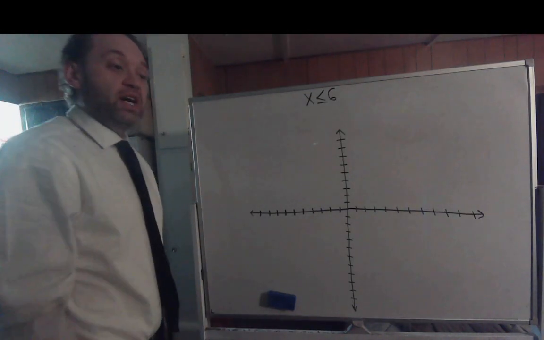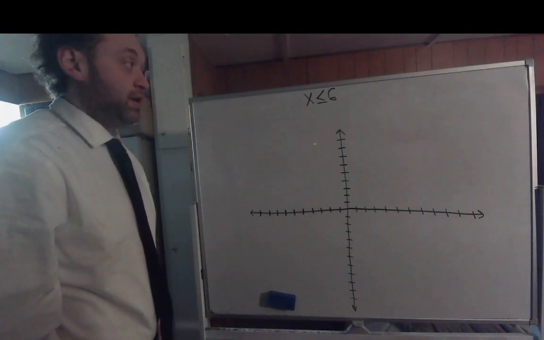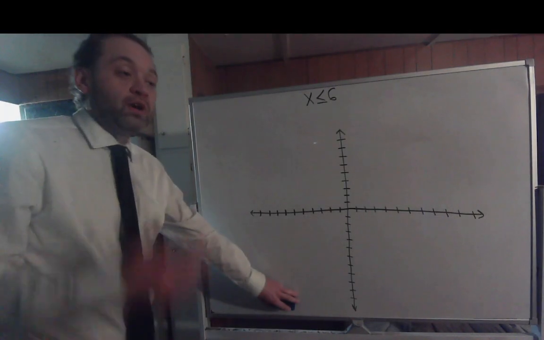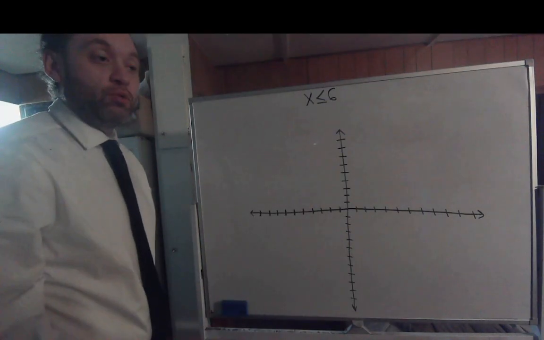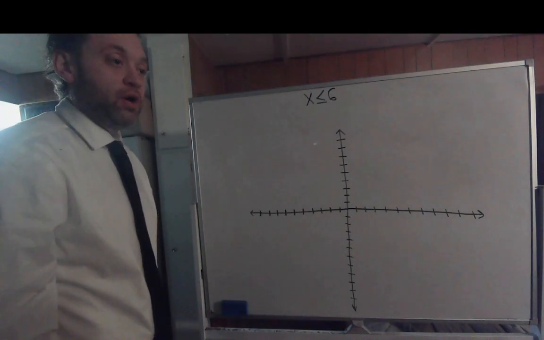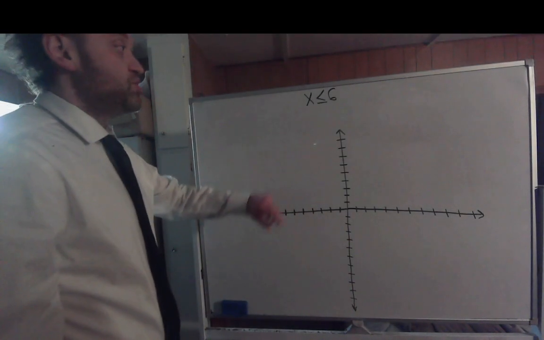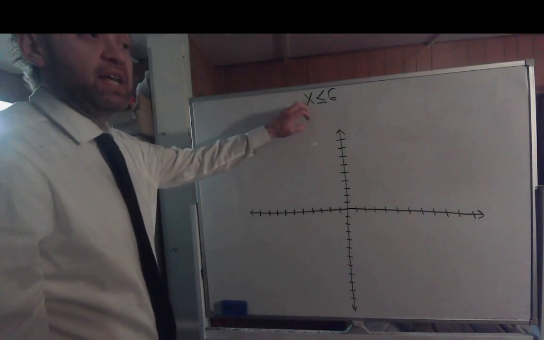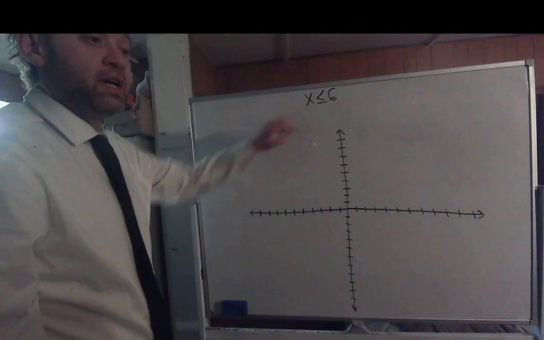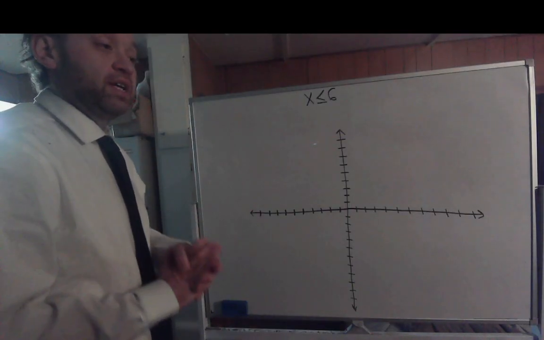Today, we are going to talk about graphing linear inequalities. We're going to start out with one variable linear inequalities, then we'll go into two variable linear inequalities. So, we have our coordinate plane set up, and then you just have the inequality x is less than or equal to 6. First thing you want to do is look at the sign.